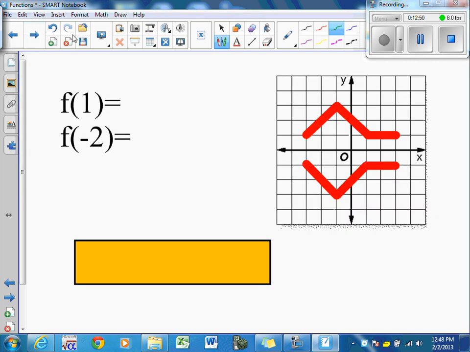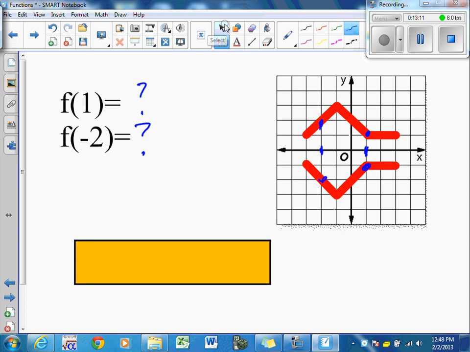Now, if we looked at this and I said, well, what is f of 1? You go to 1, I have two answers. Is it 1 or negative 1? Not sure. What about f of negative 2? Well, that's 2 and negative 2.